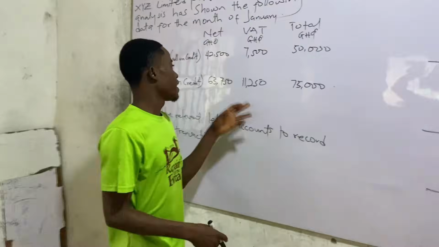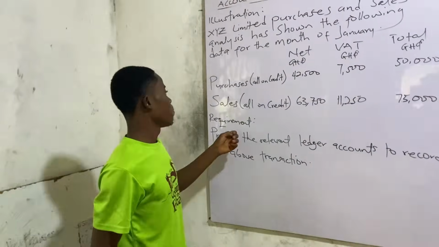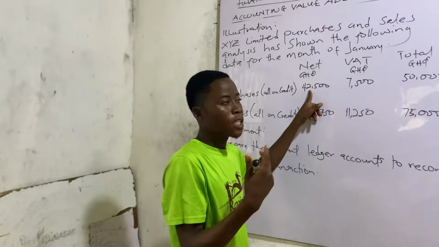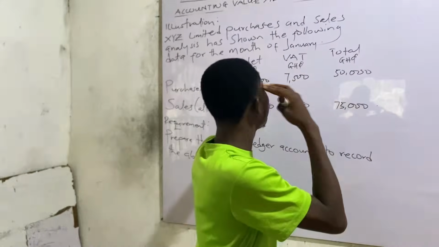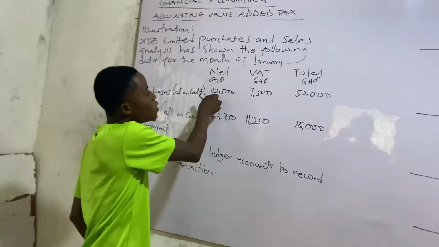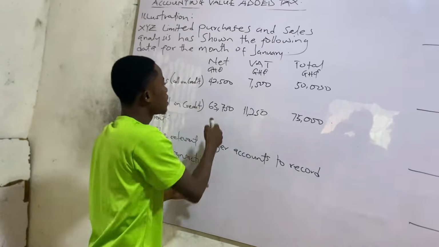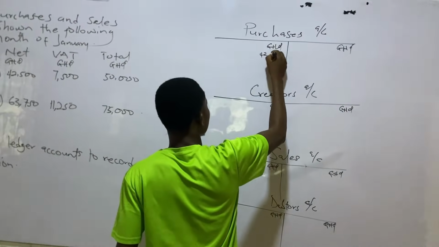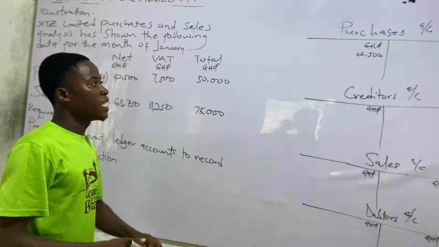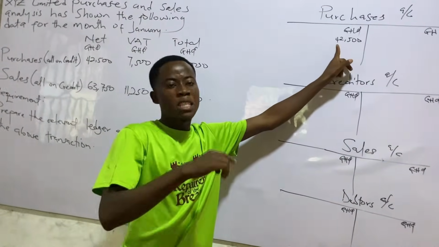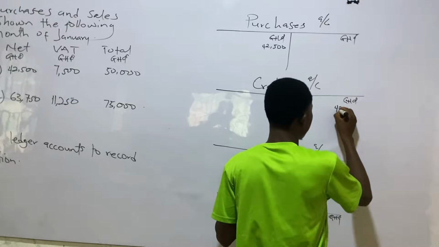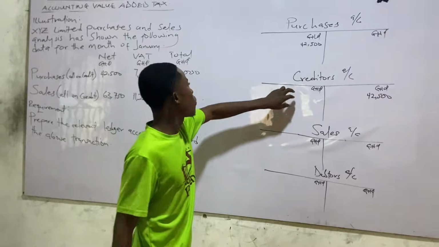Now let's record the items in the accounts we prepared. The purchases amount to 42,500. So for the purchase, we are supposed to debit our purchases with 42,500 Ghana cedis. And then we said for every debit entry there must be a corresponding credit entry. So we have 42,500 in the creditors account as well.